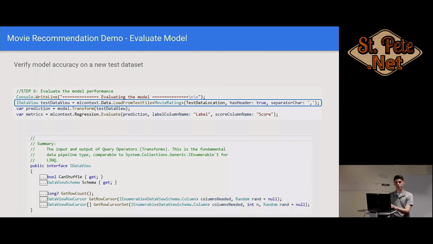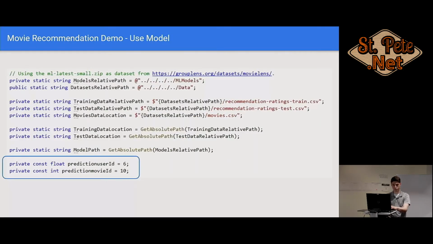And then we would verify the model accuracy on a new test data set that's separate from the training set. So we have a training set and a smaller test set that doesn't have any related values to see what the accuracy is.